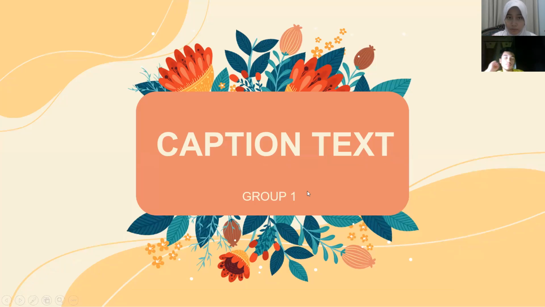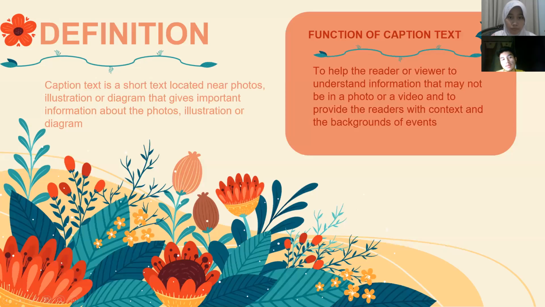First of all, we're going to talk about the definition. The definition of the caption text is a short text located near the photos, illustration, or diagram that gives important information about the photos, illustration, or diagram. The function is to help the reader or viewer to understand information that may not be in a photo or a video and to provide the readers with context and the background events.